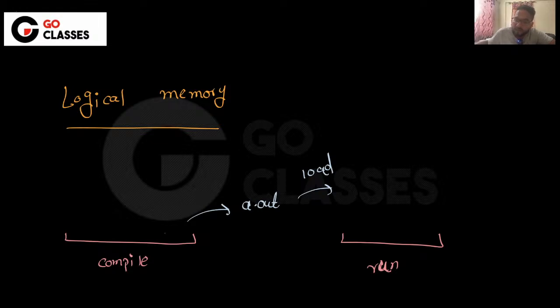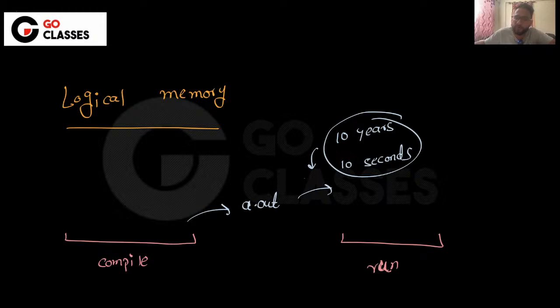The running of the program happens after the compilation, since there are two phases. Let's suppose you compile, and maybe you run it after 1 year, or after 5 years, or after 10 years, or maybe after 2 minutes, or after 10 seconds. Whenever you compile, you may run your program after any amount of time. It is independent of the compilation. That's what I want to convey.